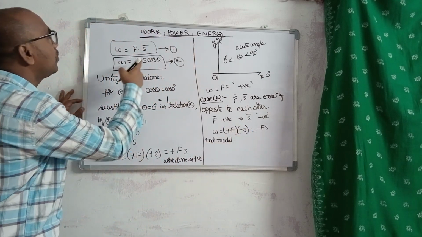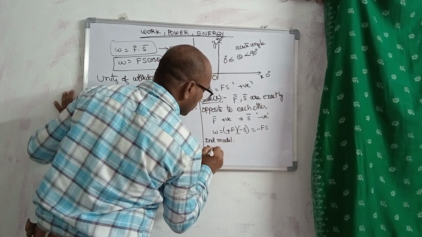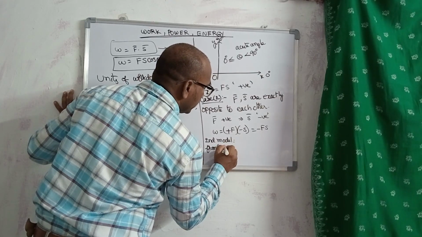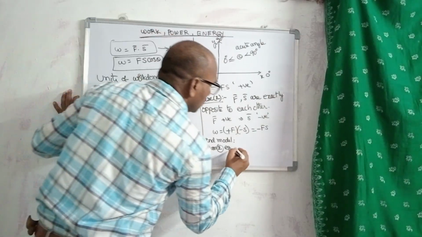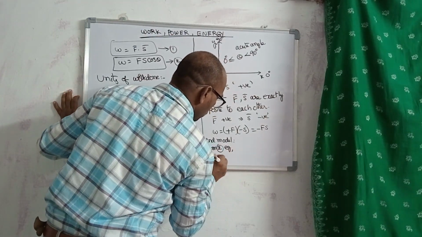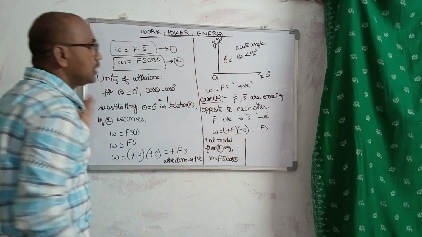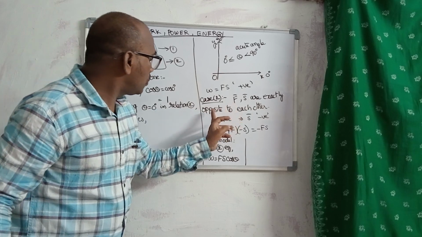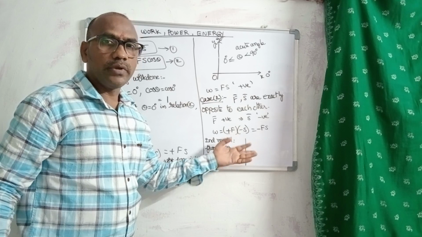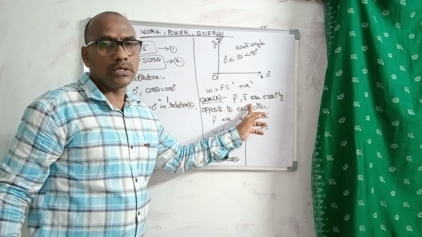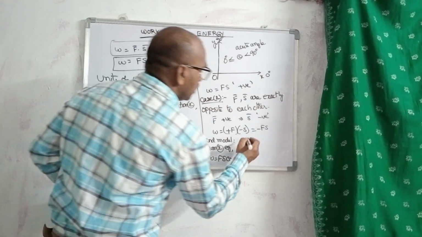See, take this formula from the second relation. From the second equation, W equal to Fs cos theta. In this case, both are opposite to each other, which means the angle between force and displacement is 180 degrees. So theta equal to 180 degrees.